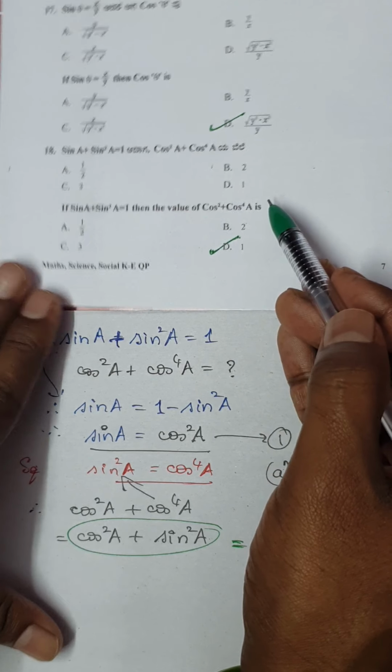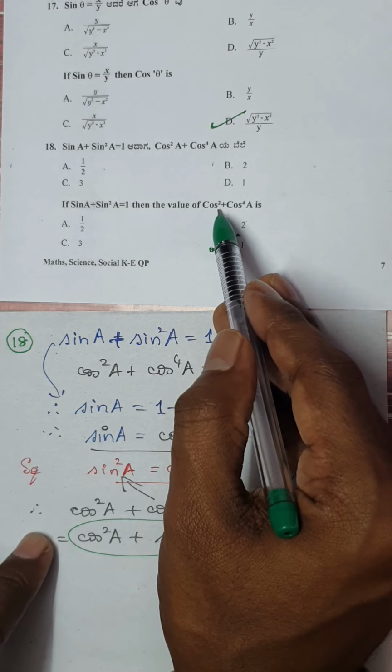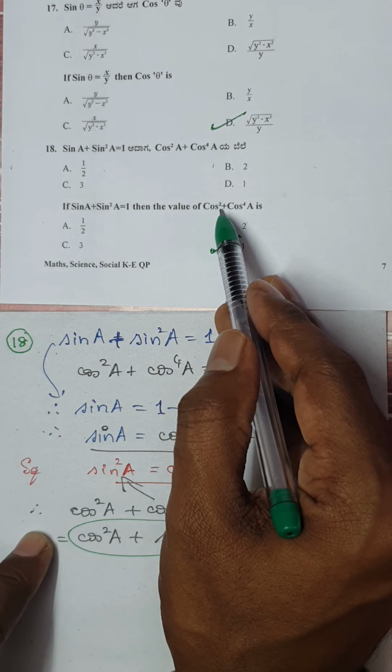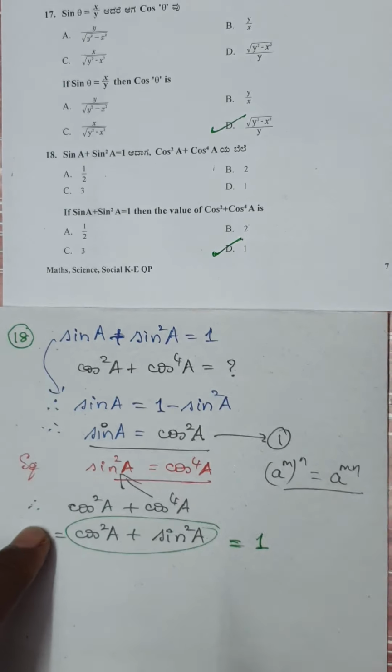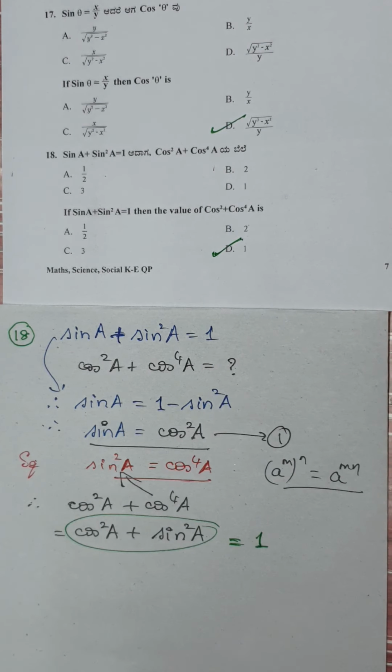So cos square, please note down, dear students, he has not given cos square A. It should be cos square A. It's a printing mistake in English medium, but in Kannada medium it is cos square A. Okay. So definitely the right value is option D, which is 1.